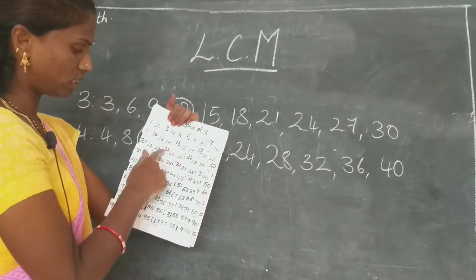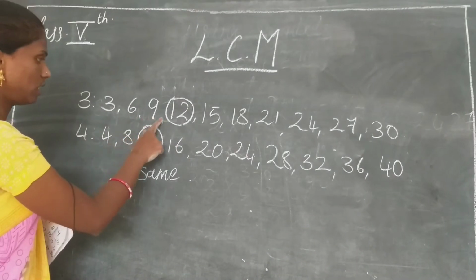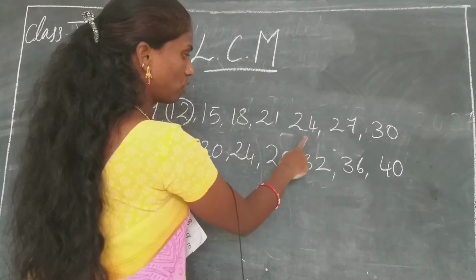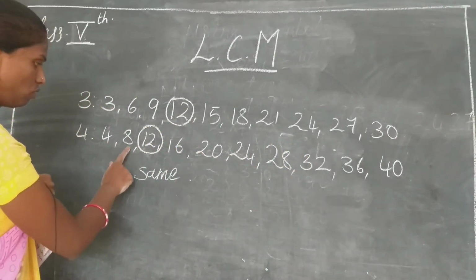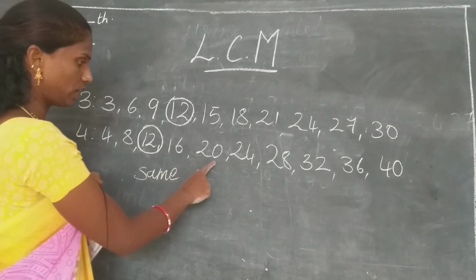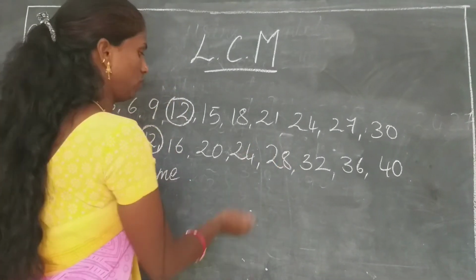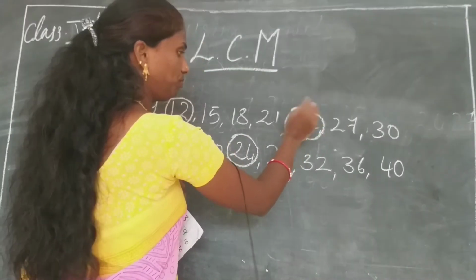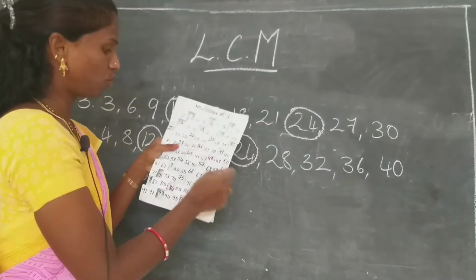Let us see some more numbers. Here 24 is there, so let us search for 24 in the multiples of 3: 3, 6, 9, 12, 18, 21, 24. Let us see 24 in 4 also: 4, 8, 12, 16, 20, 24. So here also 24 is there. Here also 24 is there.